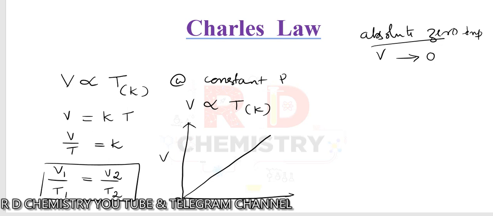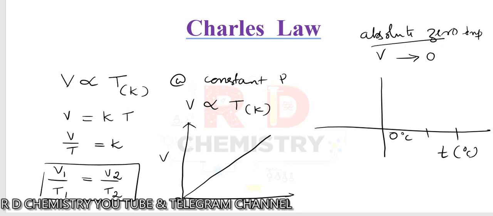Now if I go for temperature in terms of degree centigrade, let me write small letter t in terms of degree centigrade. So I should have the 0 scale here, 0 degree centigrade, then positive values and then the negative values. What is the plot now? The plot will again be a straight line, but that will not go to the 0 degree centigrade. That will be somewhere here like this.